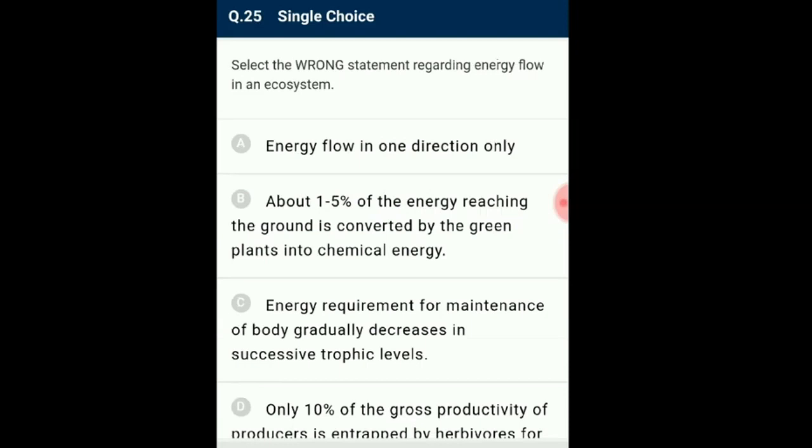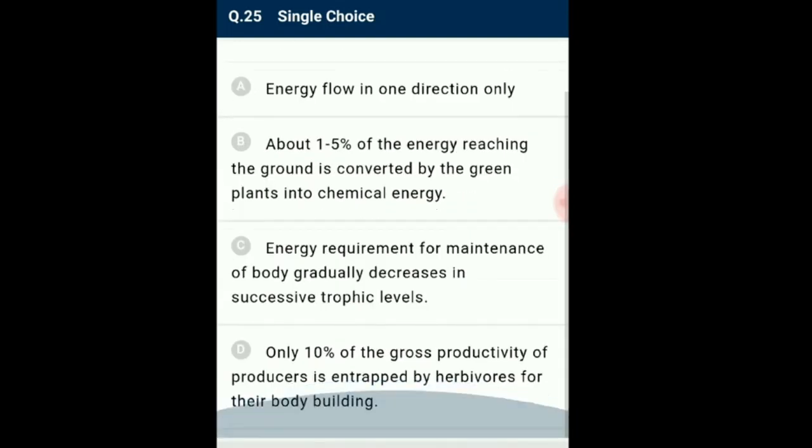Question number 25. Select the wrong statement regarding energy flow in an ecosystem. Here three statements are given. From that, the first statement is energy flow is in one direction only. Yes, that statement is correctly given. Statement 2. About 1 to 5% of energy reaching the ground is converted by the green plants into chemical energy. Statement B also correctly given. Statement C. Energy requirements for maintenance of body gradually decreases in successive trophic levels. So that is the incorrect statement.